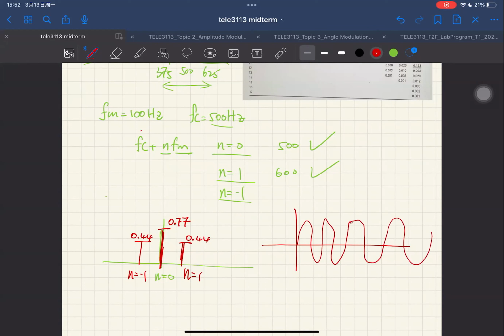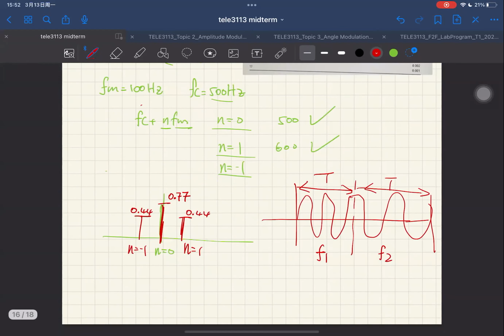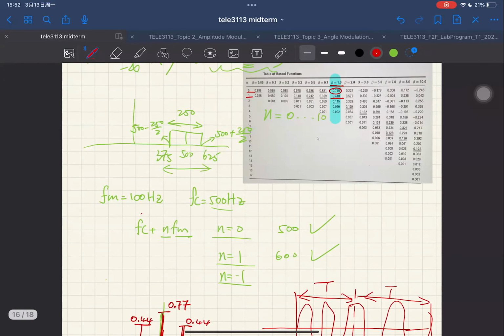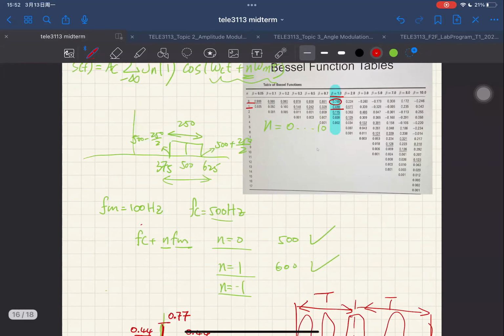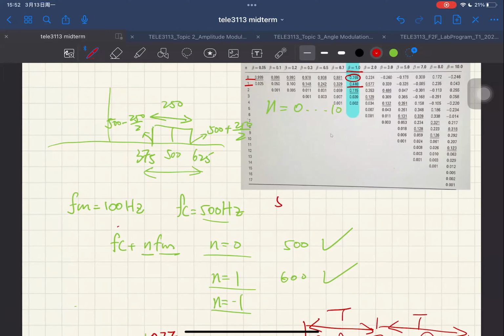So it looks like this. If we say we got a period T over here and another period T over here, we got two frequencies operated. At this period, the signal operates at frequency 1, and in this period, the frequency is operated at frequency 2.